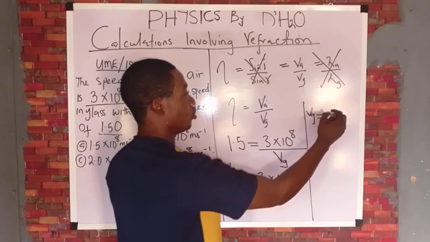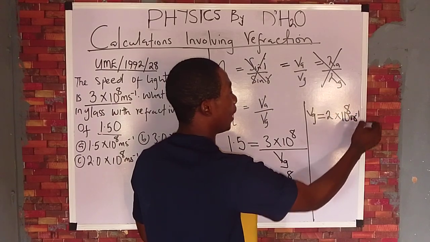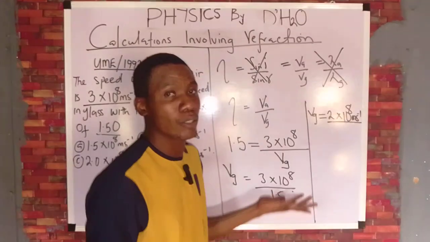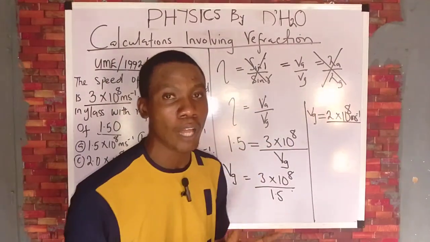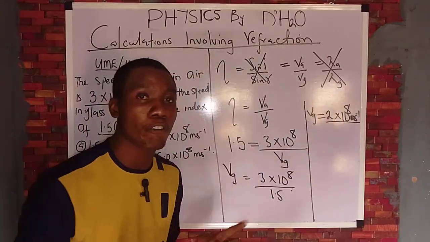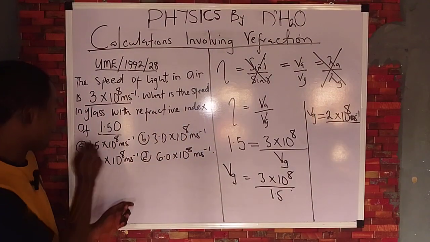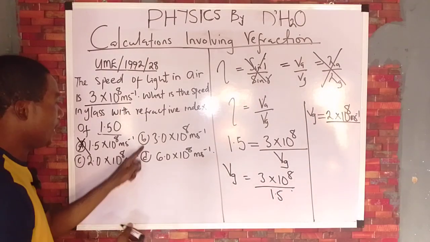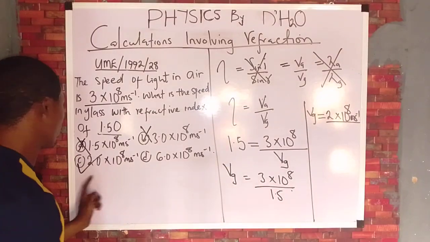So if you do that, you have 2 times 10 raised to the power of 8 meters per second. So this is the answer to the question. Very, very cheap. As long as you know your formula, you apply the values to your formula, you get your answer quickly. Now, if you watch very well, the answer is not A. The answer is not B. Our answer is C. So you can shade it.